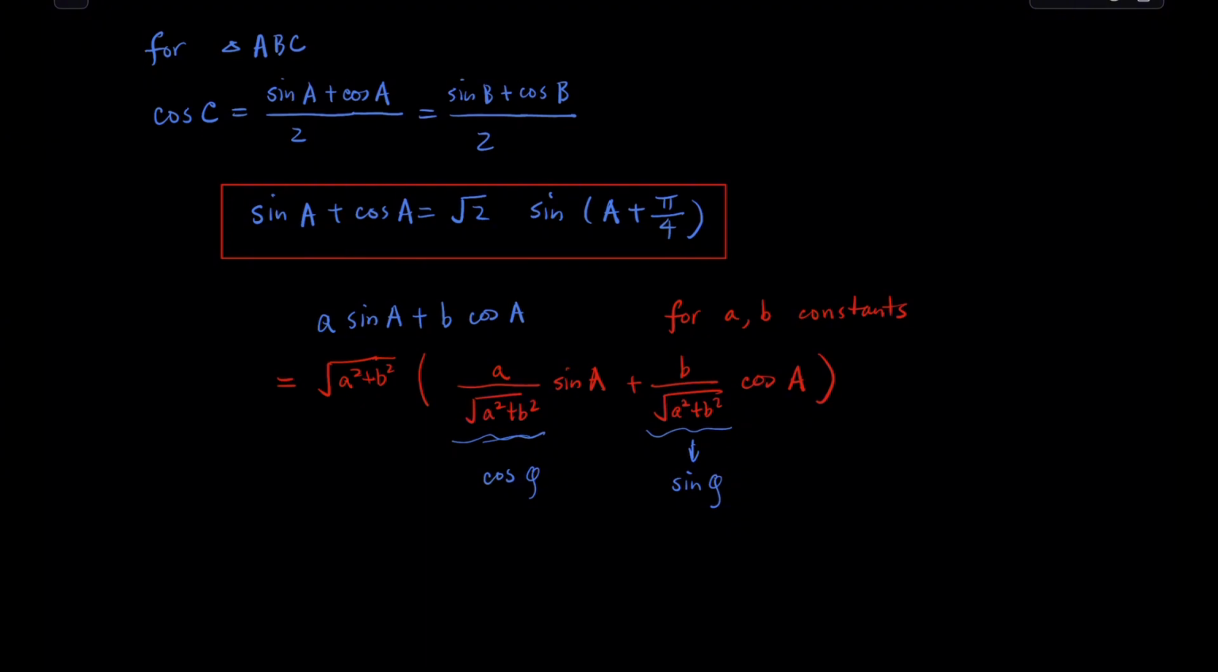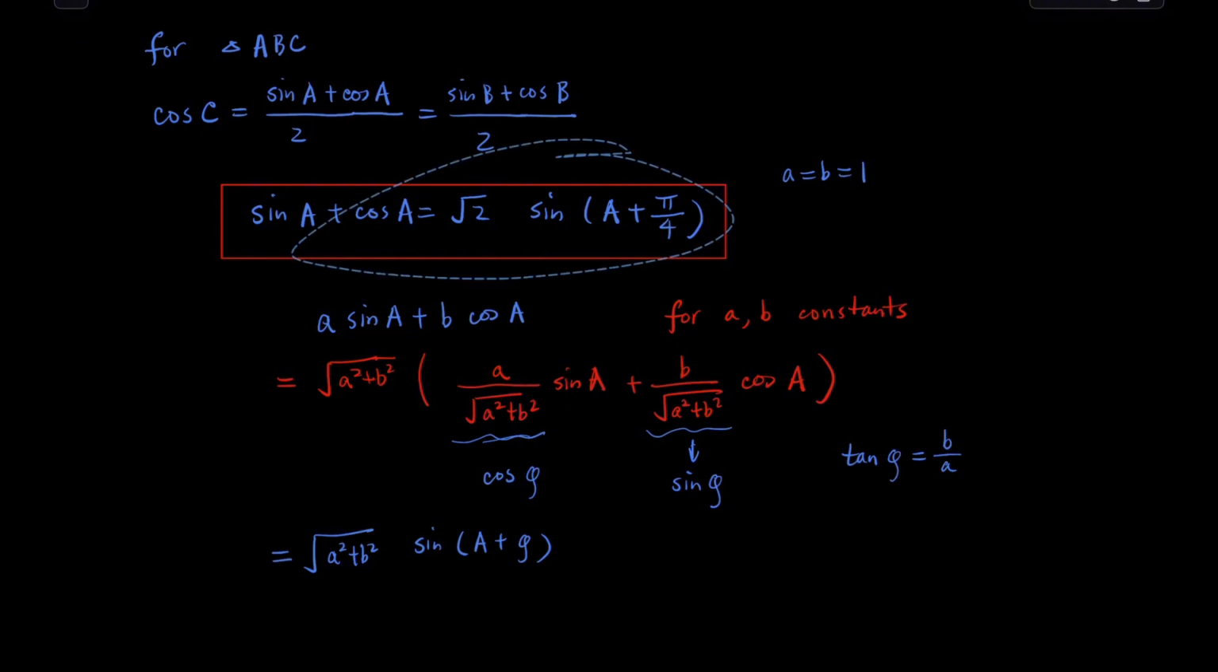We know that tangent phi is equal to sine over cosine, b over a. In other words, phi equals arctangent b over a. If that is the case, then from the trig identity, this is going to be the square root of a squared plus b squared times sine A cosine phi plus sine phi cosine A. So that is going to be sine A plus phi. In our case, a equals b equals 1, where phi is arctangent 1, since b over a is 1, which is 45 degrees, pi over 4. So we have this equation here.